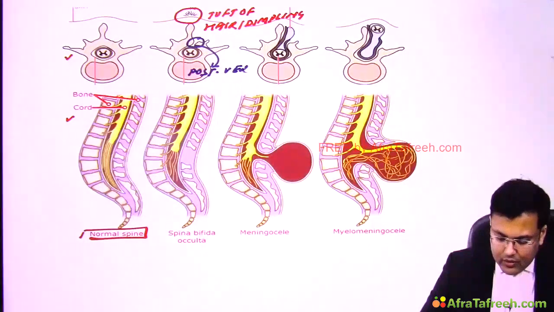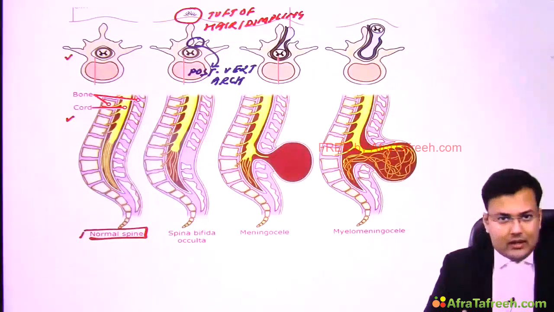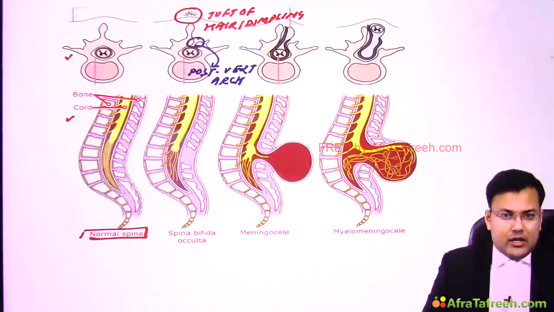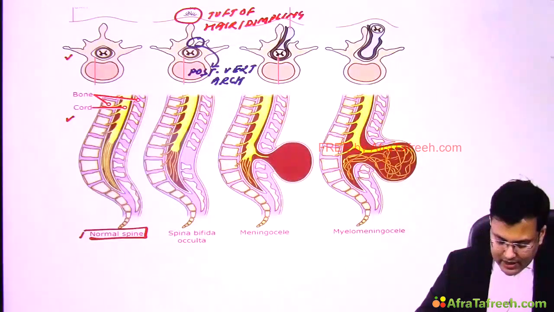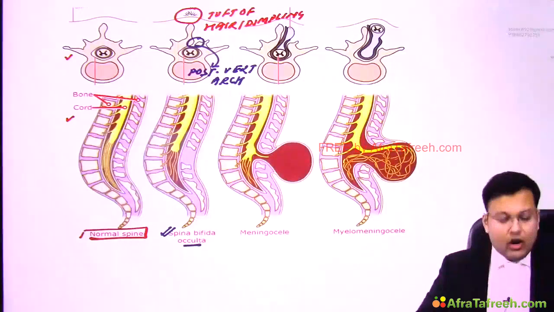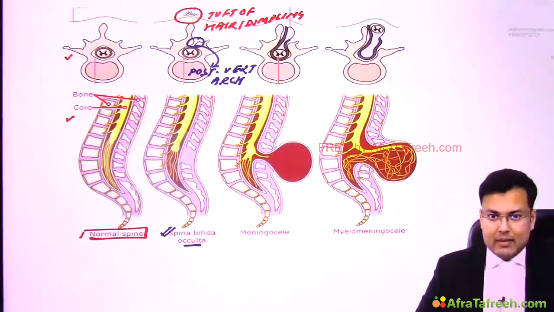Okay. So here you can notice that there is defect in posterior vertebral arch without herniation of meninges or spinal cord, and on the skin you are going to notice that there is tuft of hair or dimpling. So this is what? This is occulta. So this is known as spina bifida occulta or closed spina bifida.